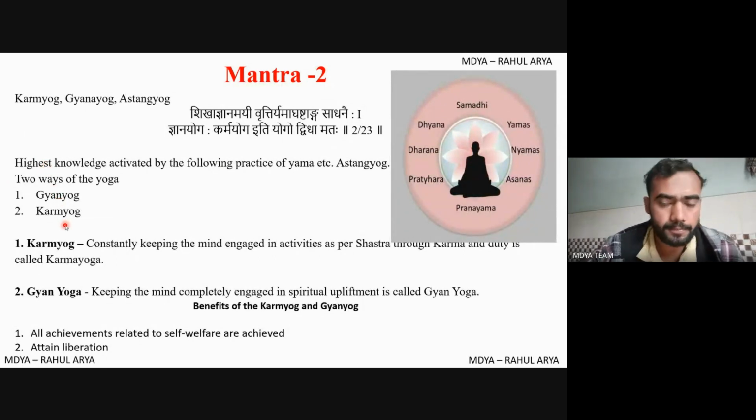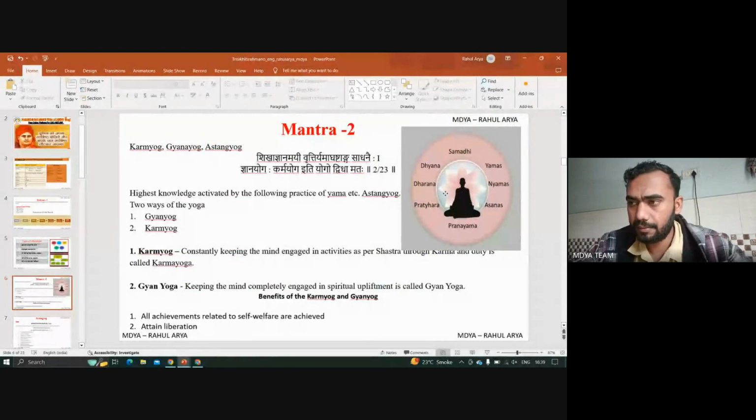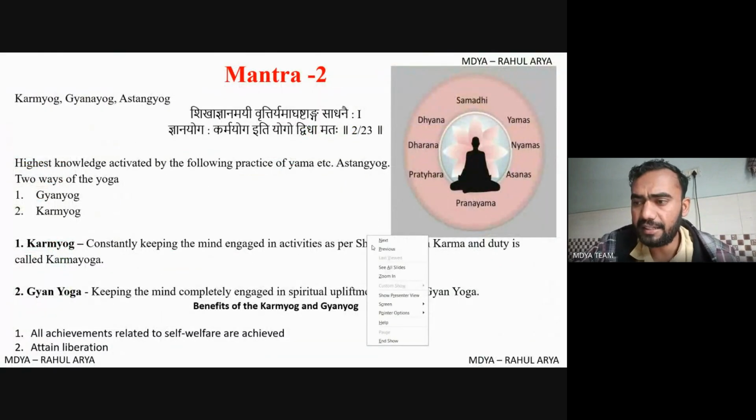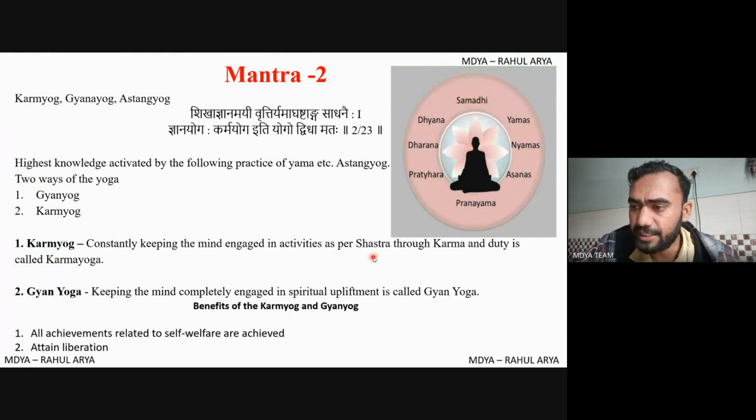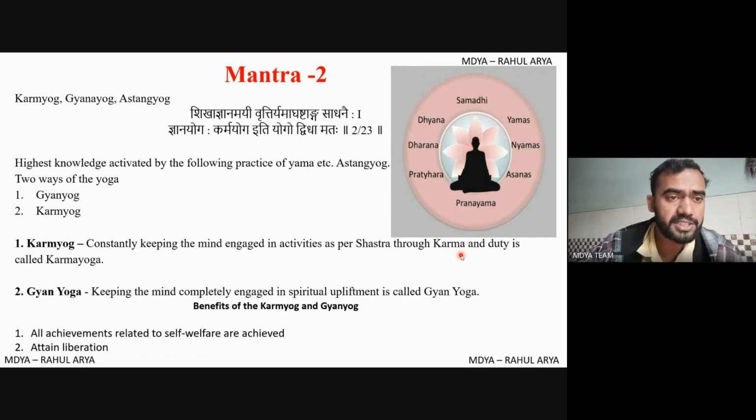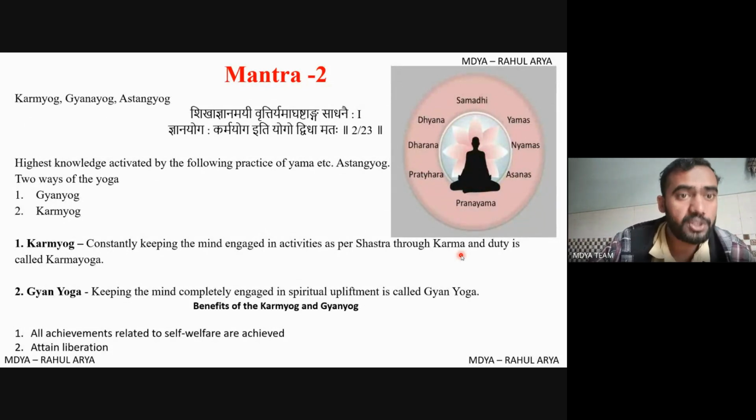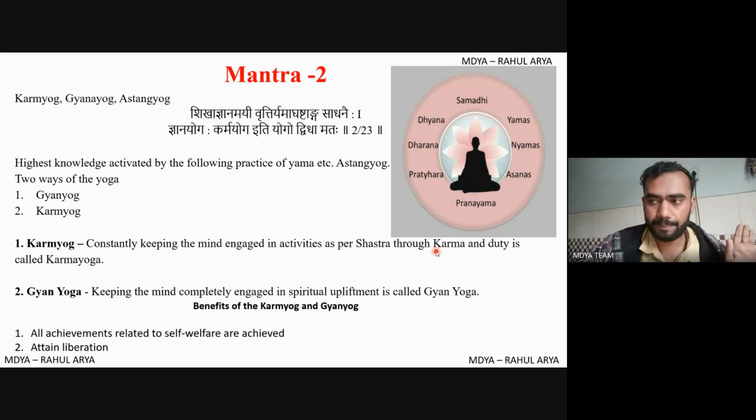Jnana Yoga, Karma Yoga. So there are two ways of yoga: one is Jnana Yoga and the second is Karma Yoga. What is Karma Yoga? Constantly keeping the mind engaged in activities as per the Shastras. It means our religious texts prescribe when we should wake up, which kind of food we should take, which behavior we should follow, which clothes we should wear, and which activities we should do. Following our karmas and duties according to our text is called Karma Yoga.